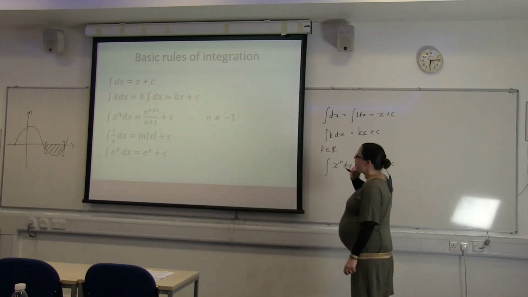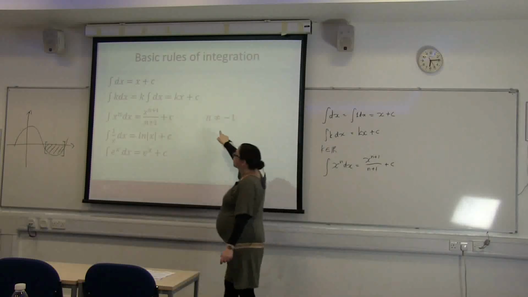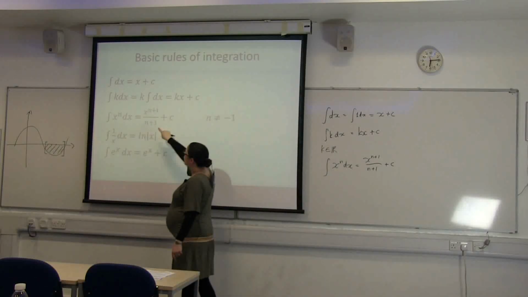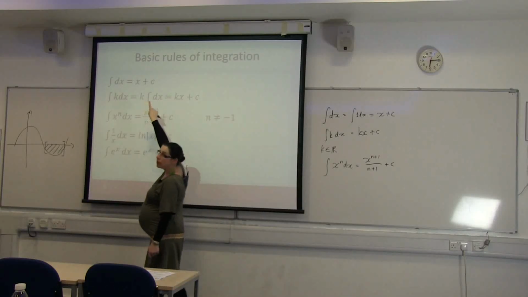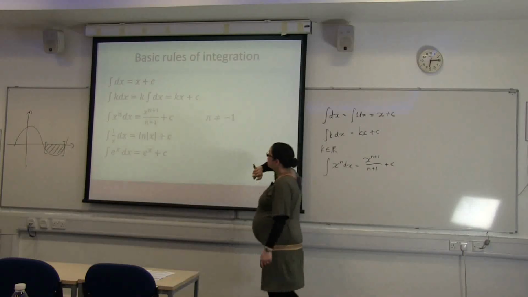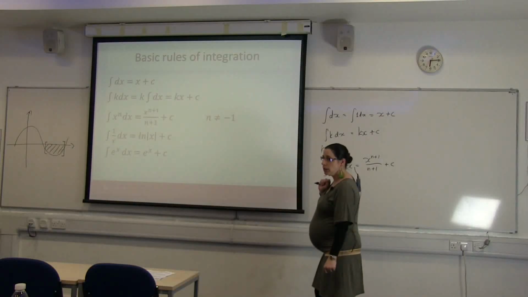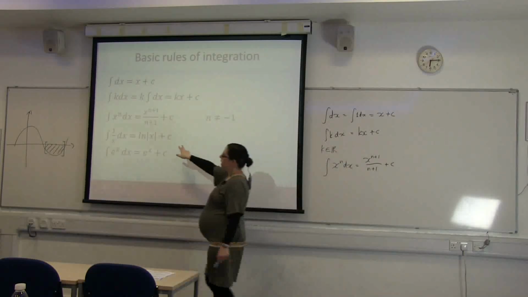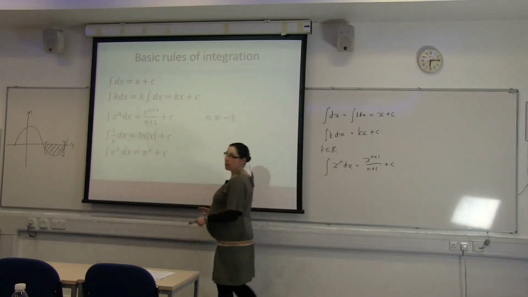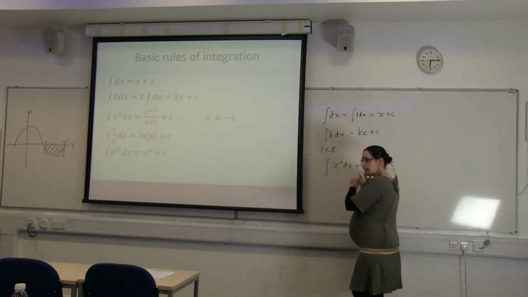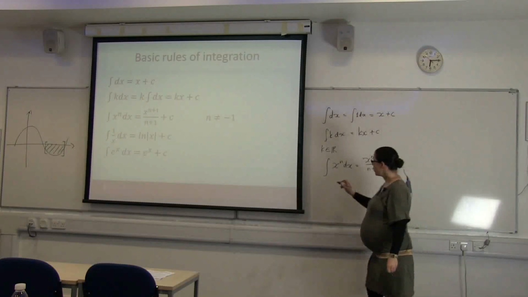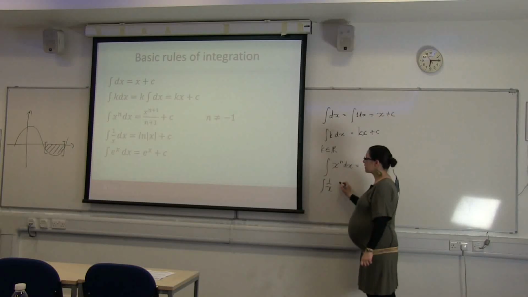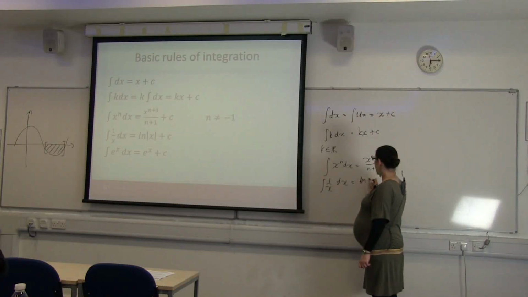Because, well, you can use n equals 0, because 0 plus 1 over 0 plus 1 just gives you back the first rule. So that's fine. But it can't be equal to -1, because that is this rule. Because you know that the log's derivative is 1 over x. So 1 over x's integral has to be the log function. So the integral of 1 over x dx has to be equal to ln.